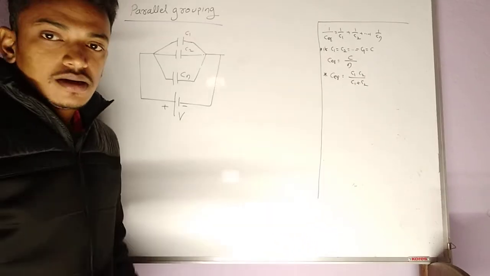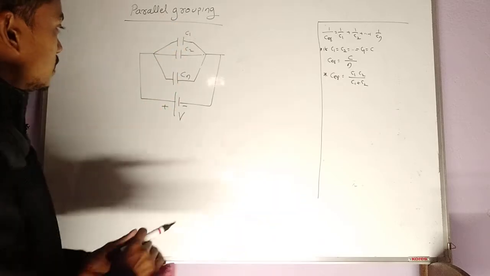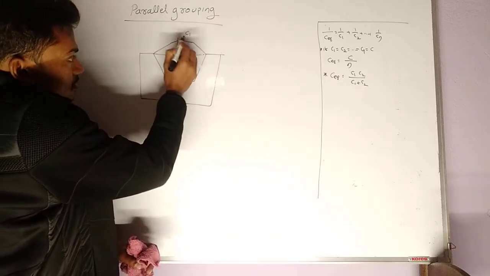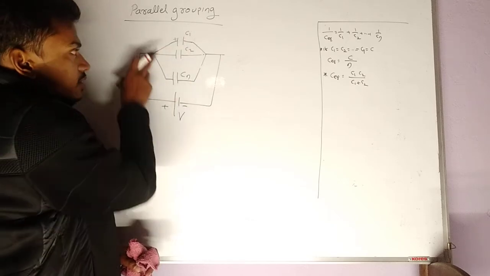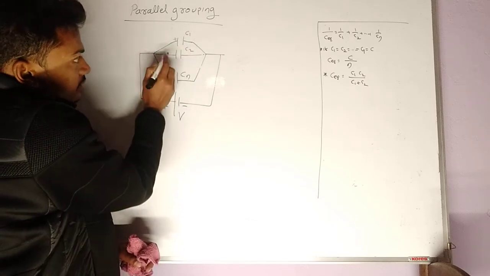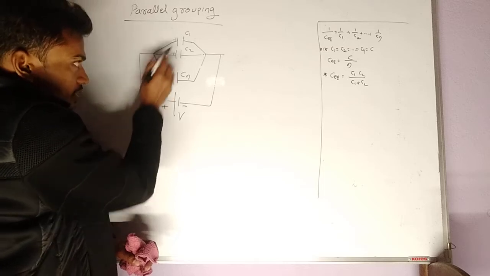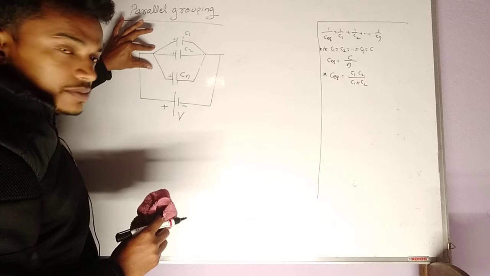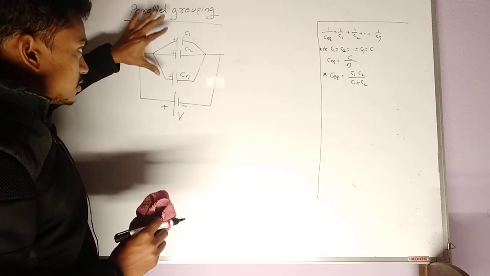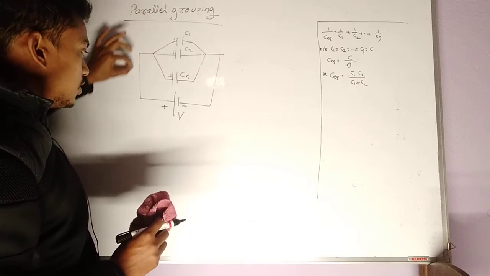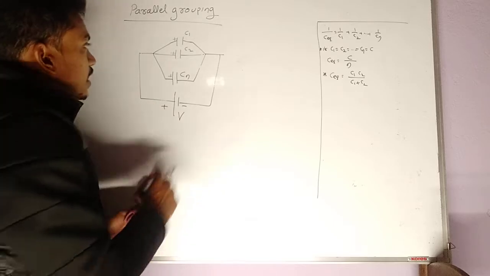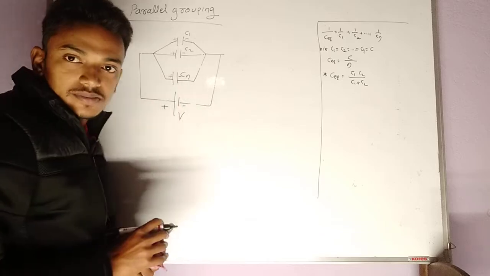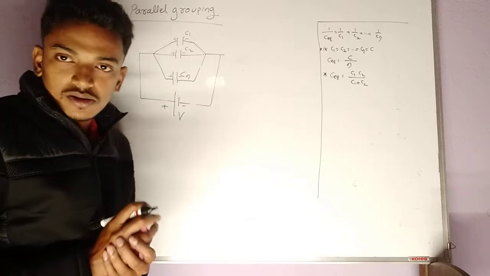Then comes the parallel grouping. In parallel grouping, the positive plate of one capacitor is connected to the positive terminal of another, and to the positive terminal of another. It means all the positive plates are connected to the positive terminal of the battery, and all the negative terminals are connected to the negative terminal of the battery. This type of connection is known as parallel grouping.